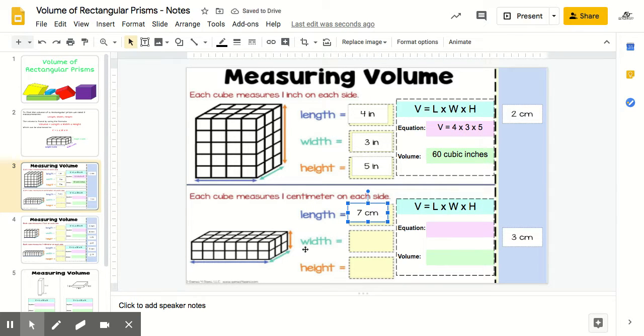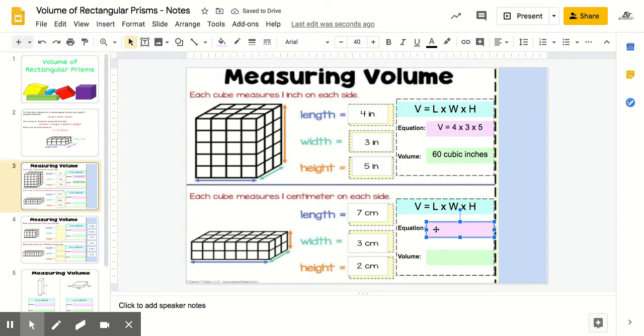Okay, my width, I have 3 boxes here, so that means my width is 3 centimeters. And my height, I have 1, 2, which means that my height is going to be 2 centimeters. Okay, now I've got to use this information to find my volume. So I'm first going to take all these numbers and plug them into my formula. That's step 1. Step 2 is to multiply them all together.